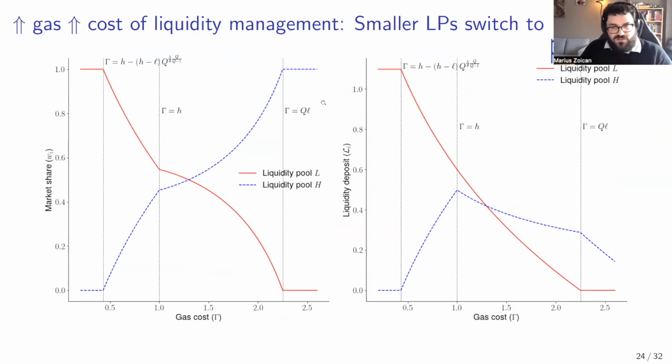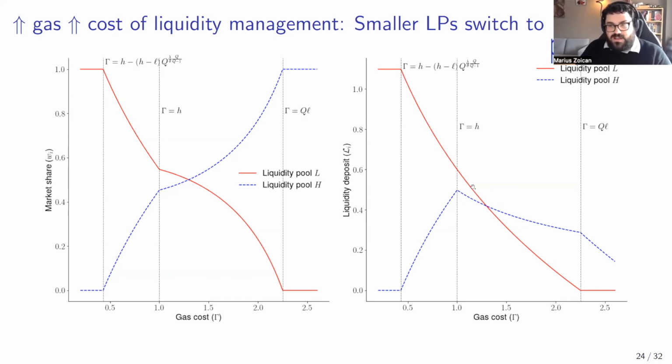Now, we want to have some more in-depth predictions of the model. So we're trying to see what happens when we vary gas costs. Well, what happens to liquidity deposits? Let's say you start from here, very low gas costs, or everybody is in the low fee pool. As you increase gas costs, people are going to start caring about rebalancing costs more. So they're going to migrate from the low to the high fee pool.